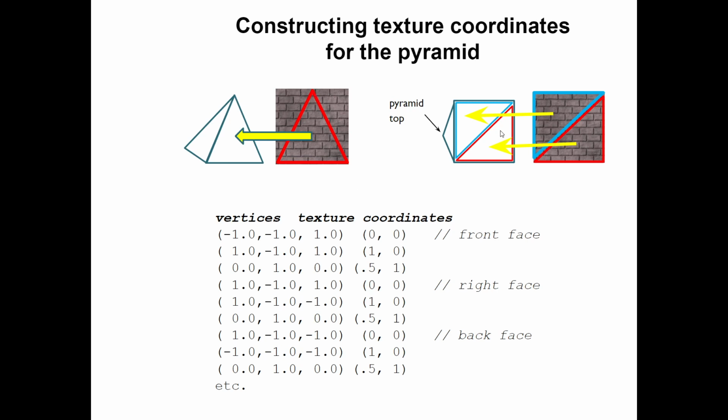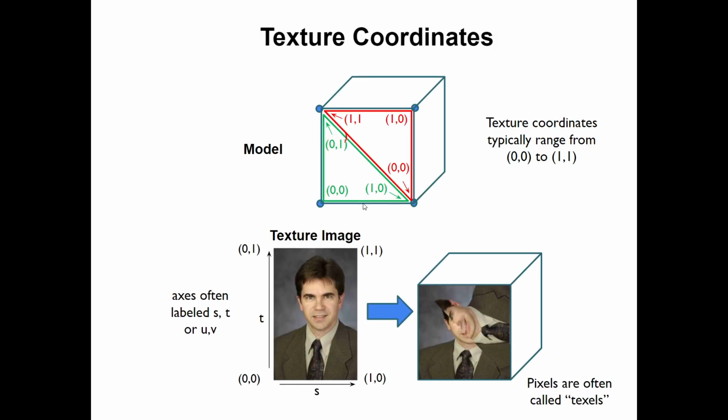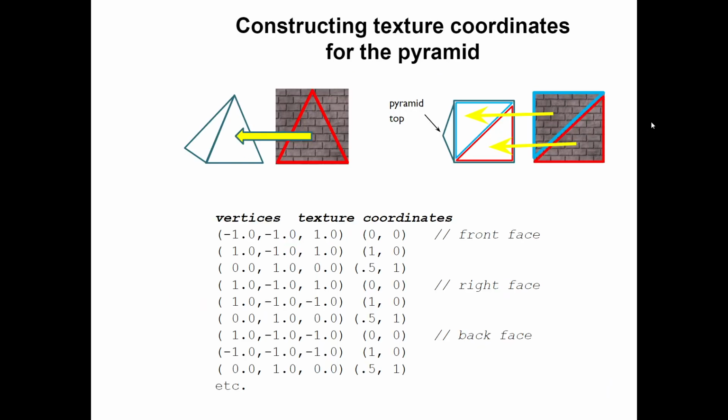Whereas, say, the bottom of the pyramid, which is a square, it is important to have the correct mapping version of this for the bottom. All right, so it's really not that bad to figure out what these coordinates are. It's just how does it look?